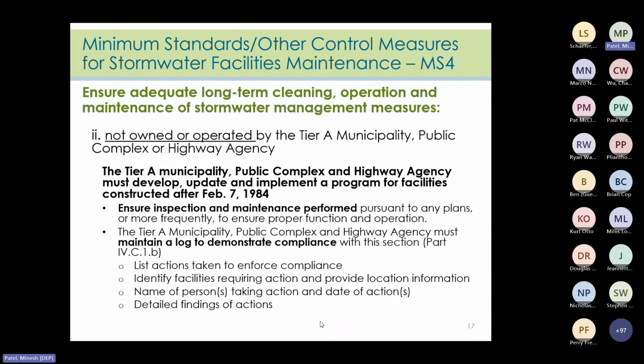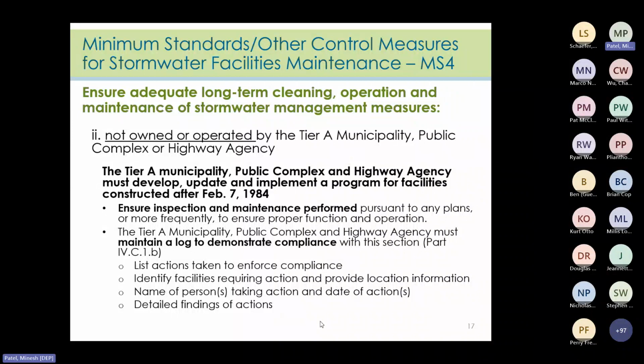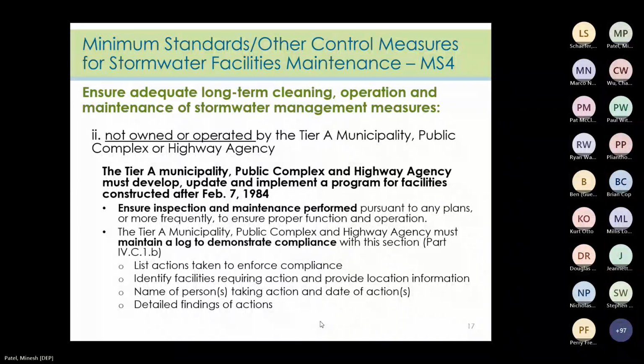The second group consists of those facilities not owned or operated by the municipality. Examples of this can include a retail complex or even a housing development. The permit requirements are found in Part 4, Section C for facilities not owned or operated by the permittee. This is not a new requirement, and the way it is now written is to clarify what has been required previously.